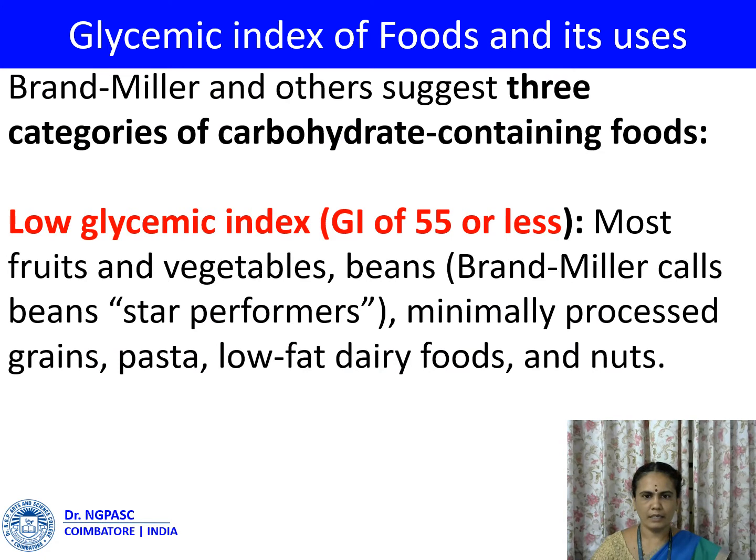Brand-Miller and others suggest three categories of carbohydrate-containing food based on the glycemic index. One is low glycemic index, where the food has a value of 55 or less. Most fruits, vegetables, beans, minimally processed grains, pasta, low-fat dairy products, and nuts are included under this low glycemic index category, with values from 0 to 55.